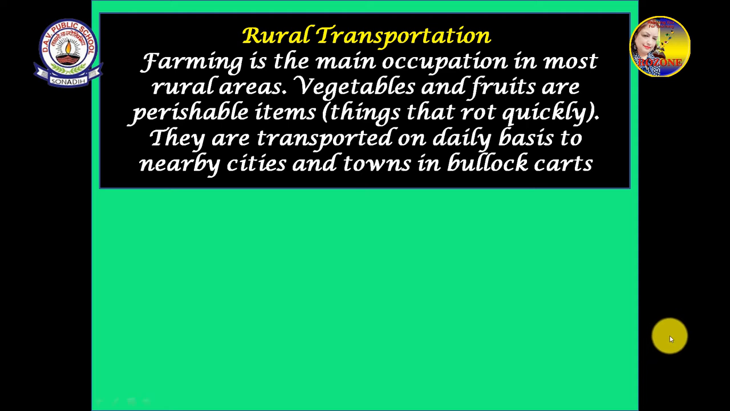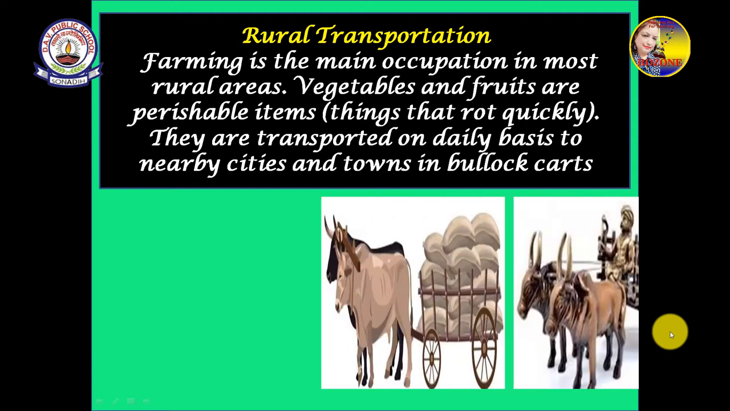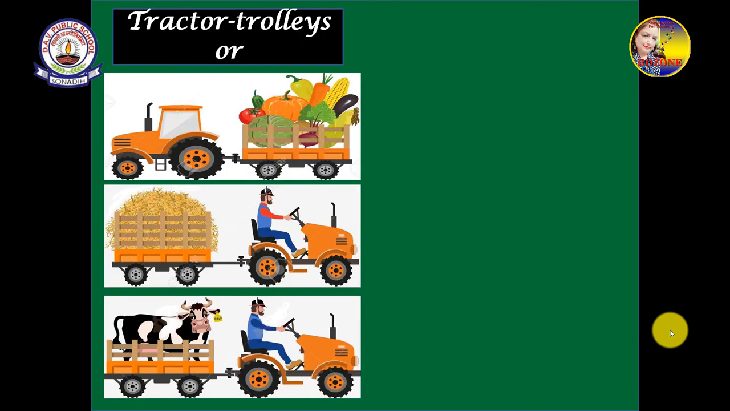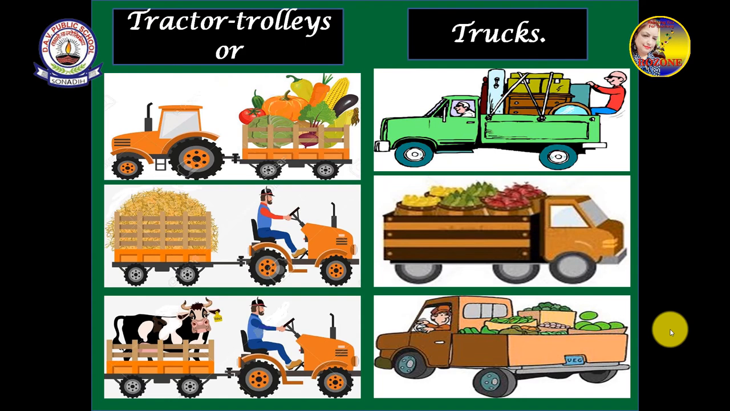They are transported on a daily basis to nearby cities and towns in bullock carts. And you must have seen bullock carts. Many of you belong to villages, so you have seen them. You must have sat in a bullock cart, and had a very enjoyable ride. There are also tractor trolleys and trucks. These are the tractor trolleys and these are the trucks. In these also, the villagers transport all the goods which they have grown in their farms.